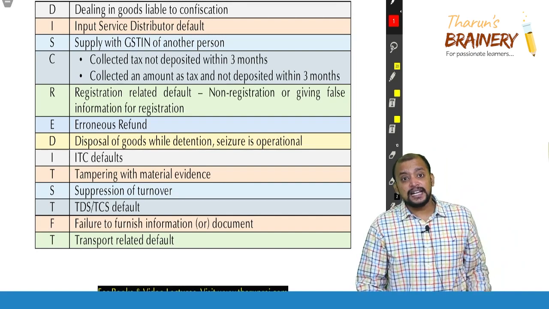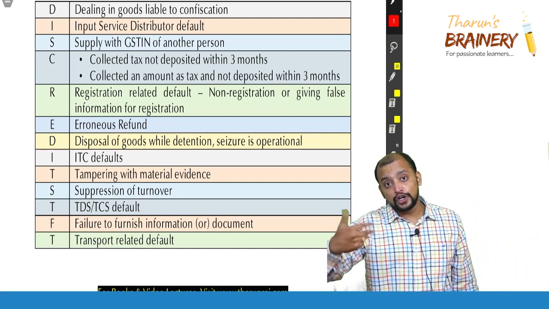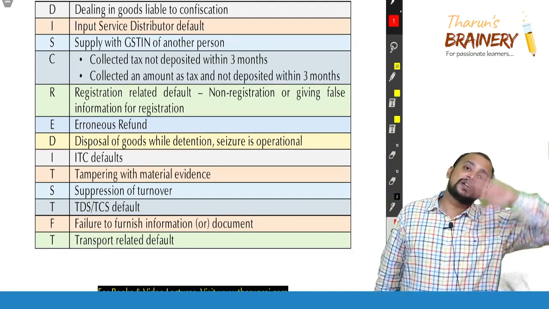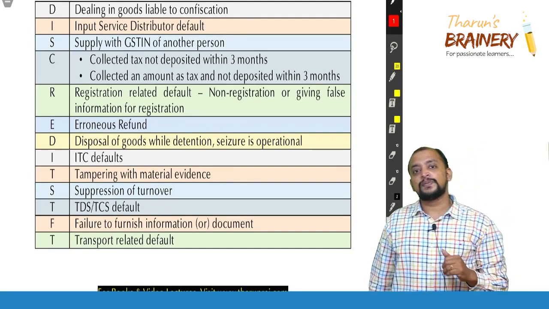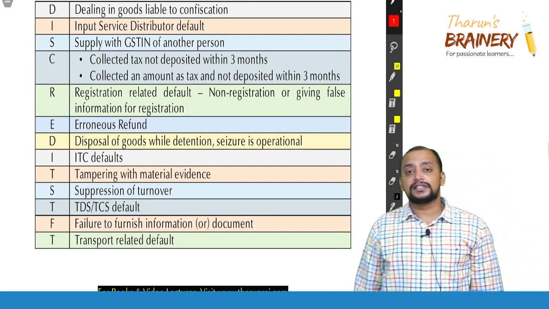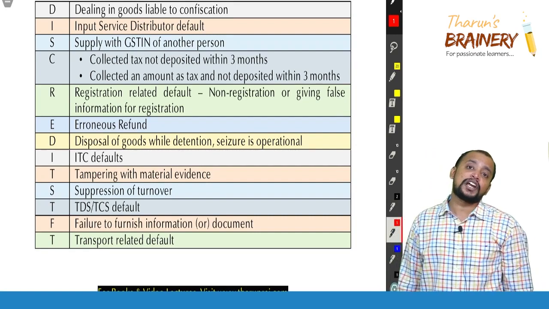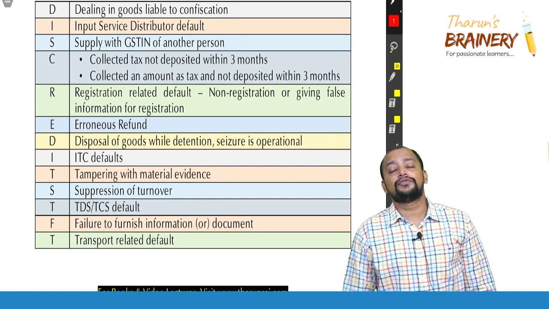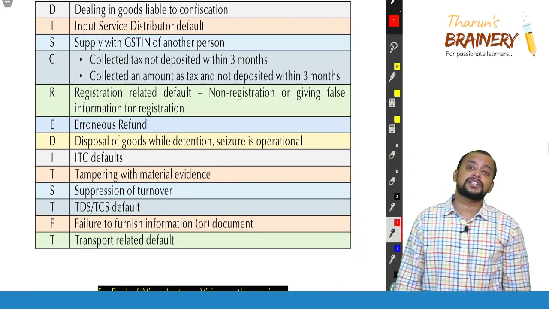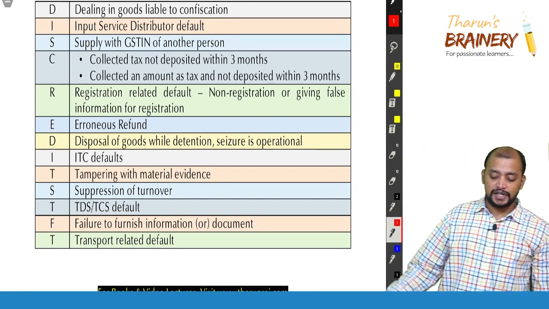Then S. S is supply with the GSTIN of another person. You sold goods, you gave an invoice, but in that invoice you did not mention your GSTIN, you mentioned someone else's GSTIN. So making supply with the GSTIN of some other person. Okay, so these are offences. BIO, DIS: B for books of accounts default, I for invoice default, O for obstructing an officer from doing duty, then DIS: D for dealing in goods liable for confiscation, I for ISD default and S for supply with GSTIN of some other person.